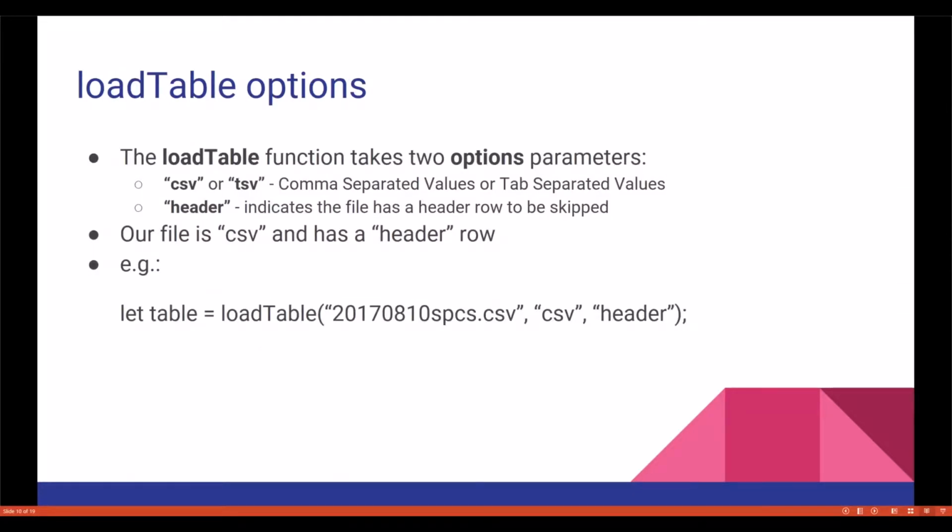The loadTable function takes two optional parameters. The first parameter, after the file name, is whether it's CSV or TSV, which is either comma separated values or tab separated values. And then the second optional argument is whether or not there is a header row to be skipped. So our file is CSV and has a header row, so we would load it with that code there.